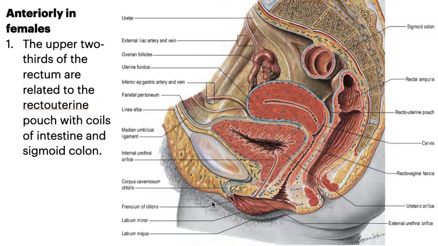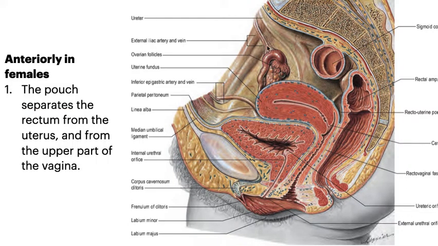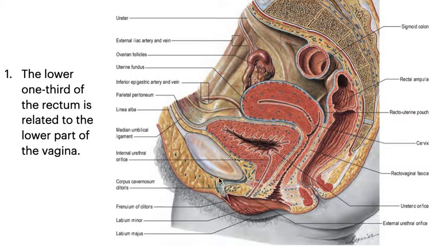Anteriorly in females, the upper two thirds of the rectum is related to the rectouterine pouch of Douglas and the coils of the intestine and the sigmoid colon, whereas this pouch is separating the rectum from the uterus and also some part of the upper part of the vagina. The lower one third of the rectum is related to the lower part of the vagina.